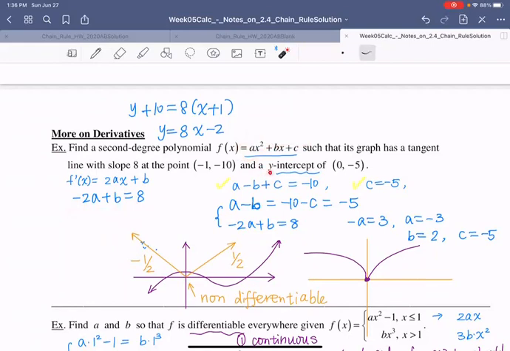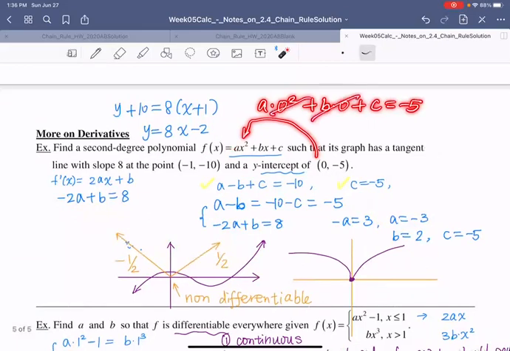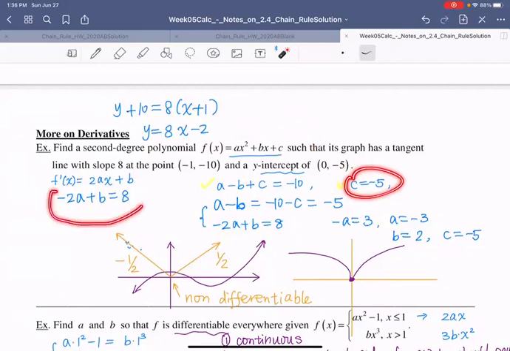This guy also has the intercept of (0, -5). So you plug in 0 here. A times 0 squared plus B times 0 plus C equals -5. So this is gone. C is -5. This is still not enough to solve your A and B.